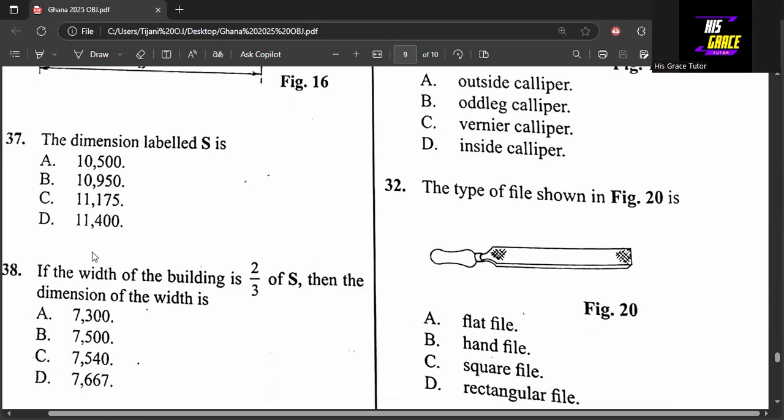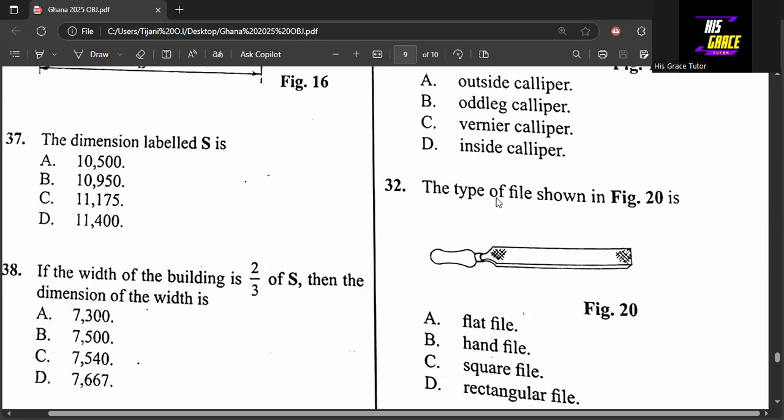Okay. Then we also asked question 38, if the width of the building is 2/3 of S, then the dimension of the width is, so 2/3 of 10,500 gives us 7,000. So option E is the answer to question 38.